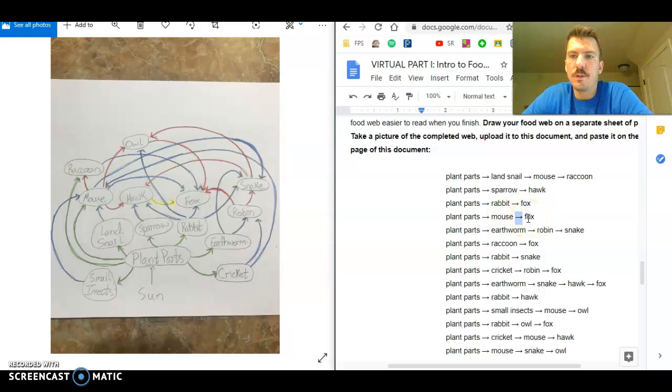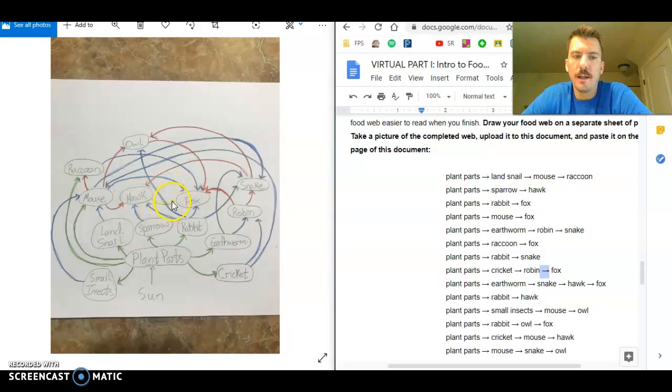Several of these food chains have tertiary consumers. 1, 2, 3 consumers. So I would just look at any of them with 3 arrows. 1, 2, 3. 1, 2, 3. Let's see, what else has 3 arrows? 1, 2, 3. And I would make those arrows red.